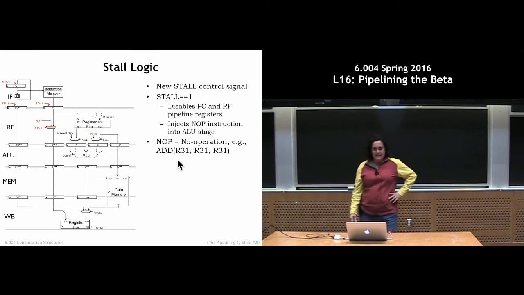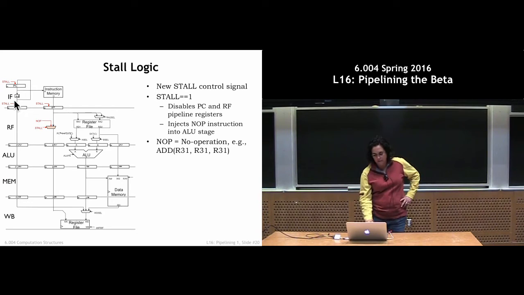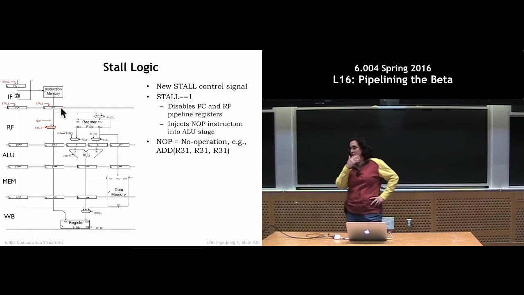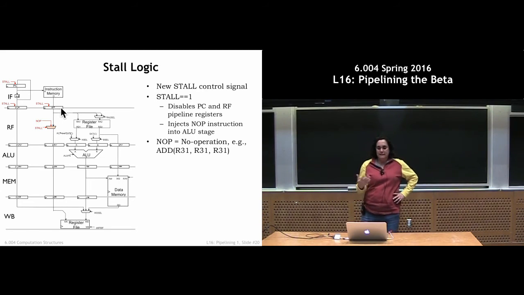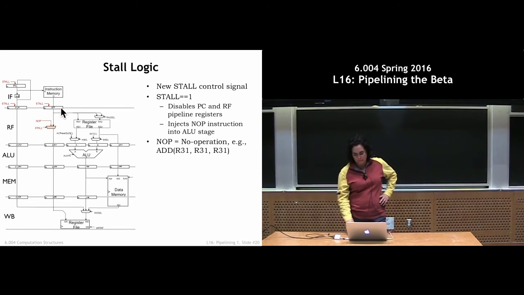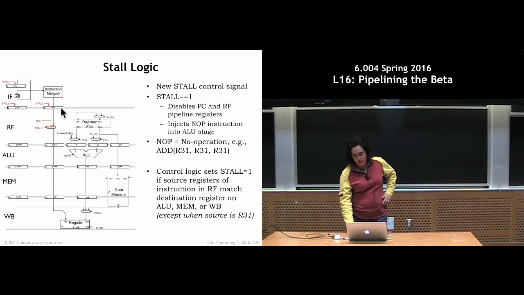Okay, keeping that in mind, let's still think about how we could go about implementing this stall logic. It turns out that it's really quite simple. You introduce a new control signal called stall, and when stall is equal to 1, it disables things from progressing further down your pipe. It doesn't allow the enable for this register or this register, which means that whatever was there is going to remain there until stall is no longer equal to 1.